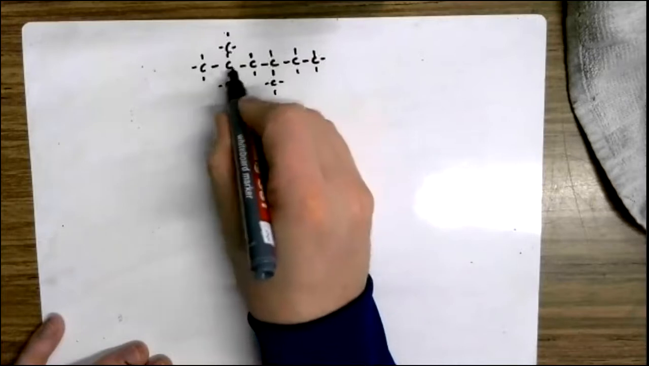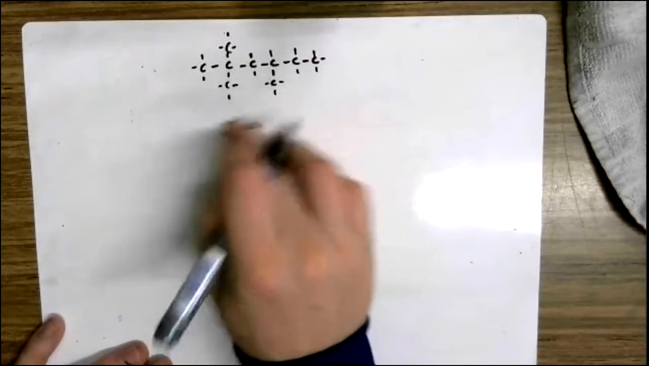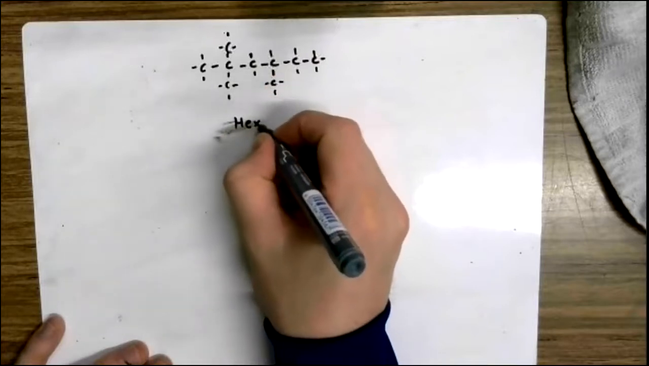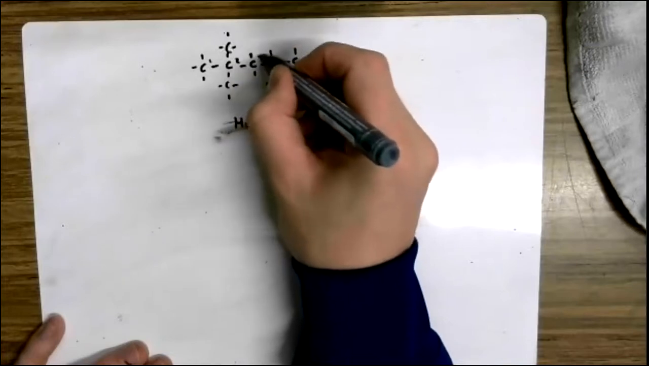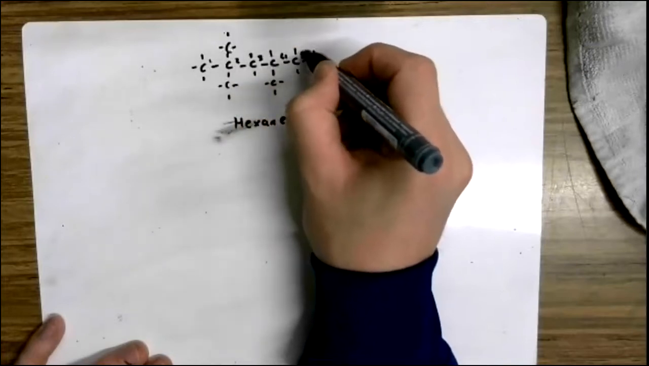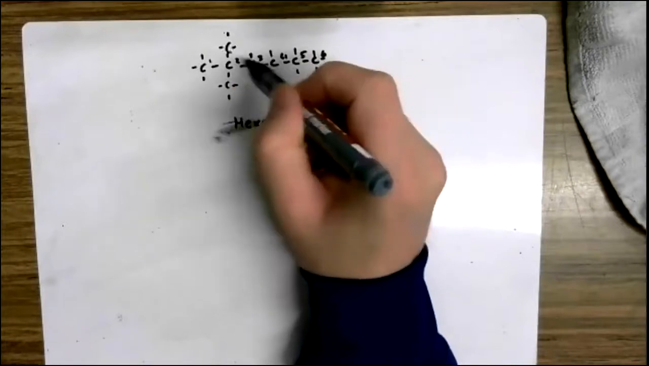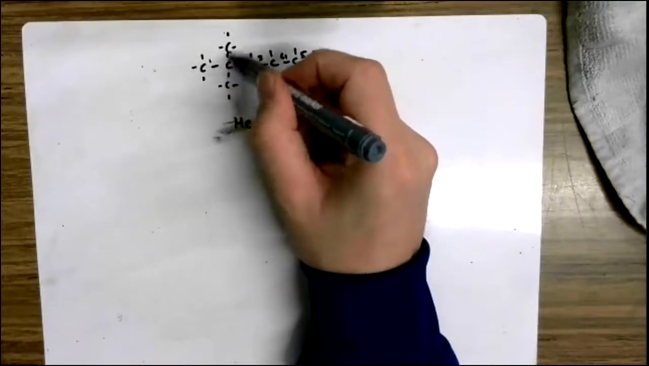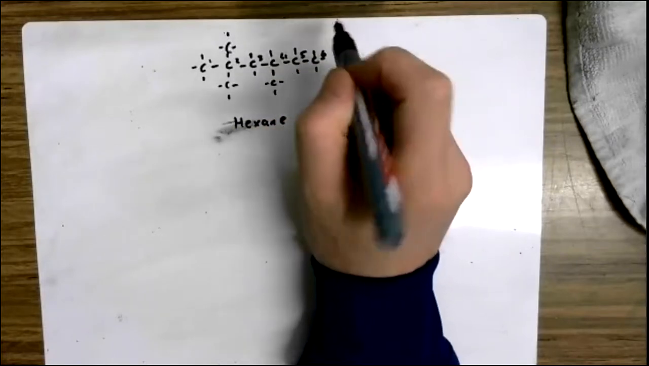That would be 1, 2, 3, 4, 5, 6 carbons, so it will be hexane. Number them 1, 2, 3, 4, 5, 6. Again, this gives me the lowest numbers on the branches. So this is 2 methyl groups on carbon 2. If I start from this side, I wouldn't have a branch until carbon 3.